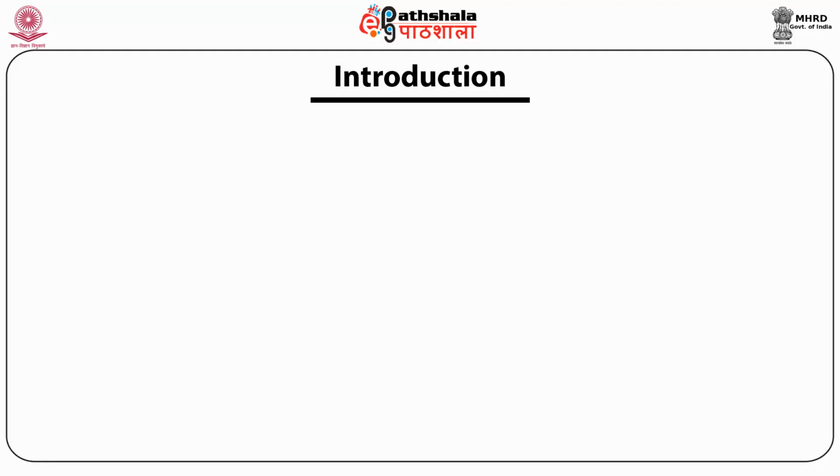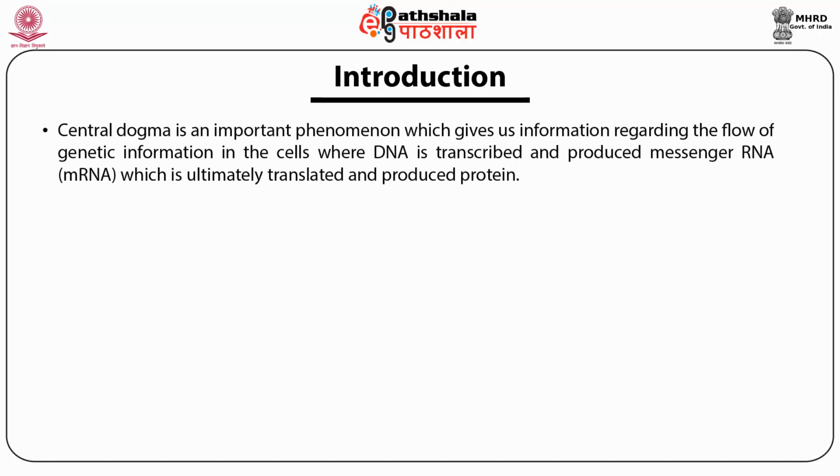So again, to repeat, the central dogma is an important phenomenon that gives us information regarding the flow of genetic information in the cells, where DNA is transcribed and produces messenger RNA that is ultimately translated and produces protein. This phenomenon also tells us how a gene recognizes the sequence of mRNA molecules and thus specifies protein sequence.